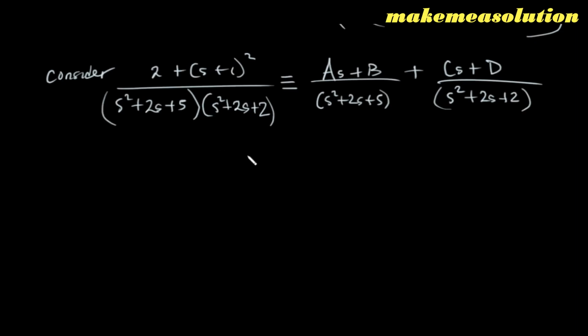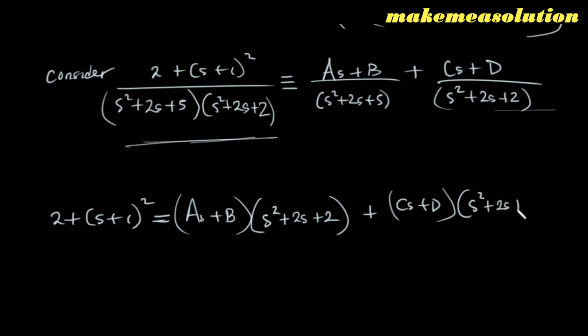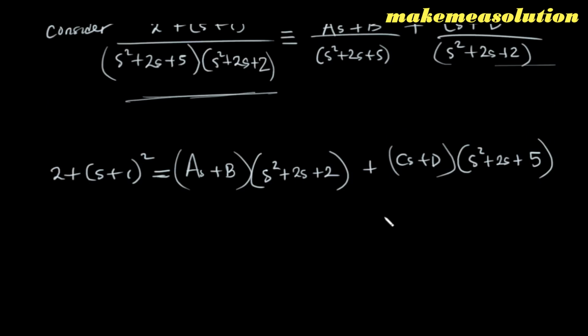If you multiply through by this term over here, you're going to have 2 + (s + 1)² is equal to (as + b) into, so multiplying, you're going to have what? (s² + 2s + 2). Okay, then plus (cs + d). When you multiply this by this, this will cancel out and you'll be left with (s² + 2s + 5). So our objective is now to find the value of what? a, b, c, and d. And we're going to do that by comparing coefficients.